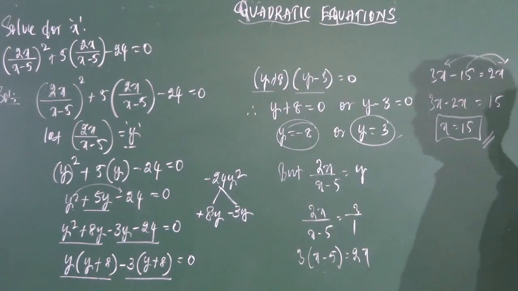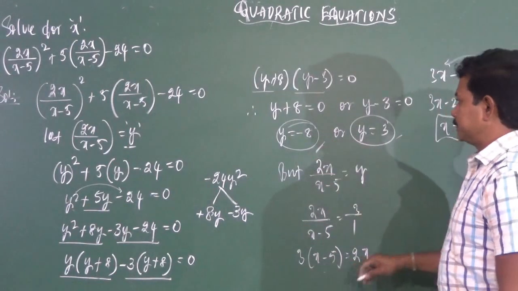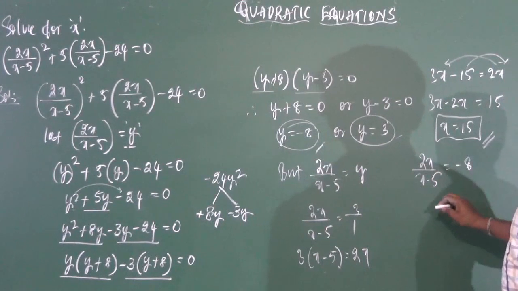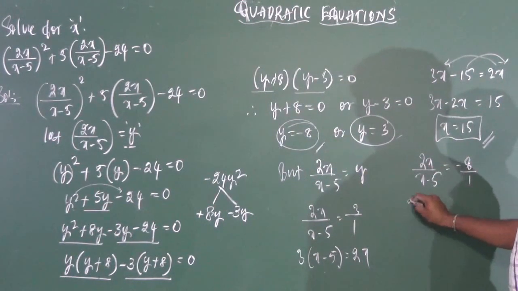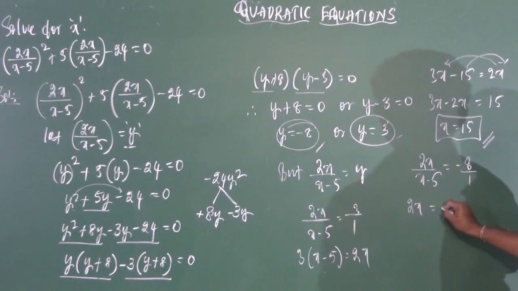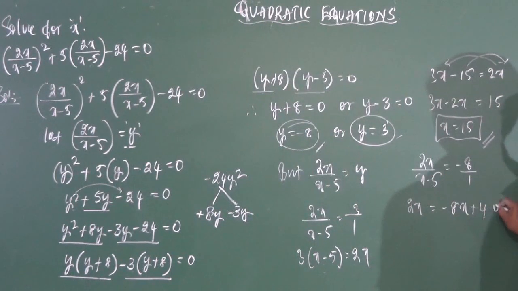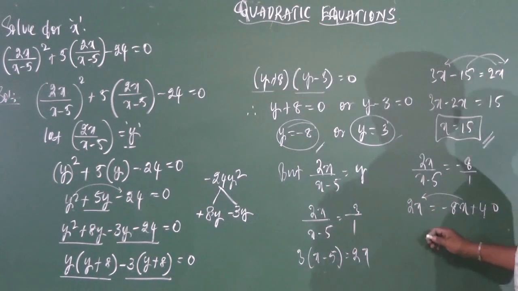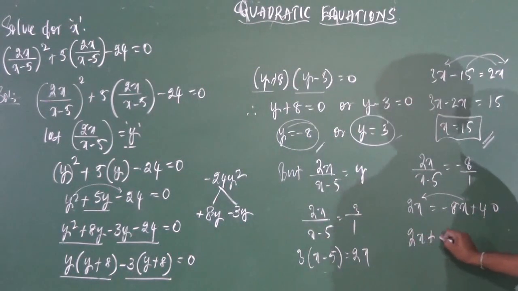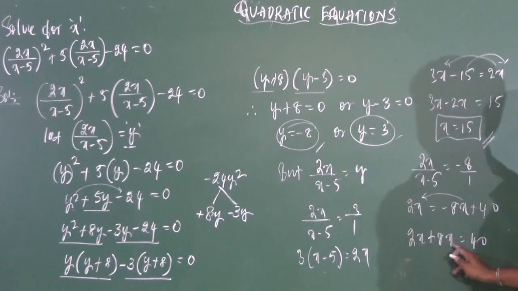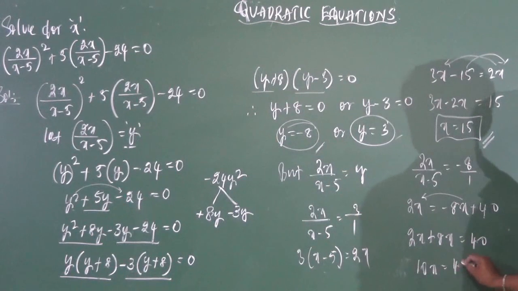If you want the other root, we can find it easily by substituting minus 8. So 2x by x minus 5 is equal to minus 8 by 1. So 2x into 1 is 2x, minus 8 into x is minus 8x, minus 8 into minus 5 is plus 40. Very good. So minus 8x goes to the LHS: 2x plus 8x is equal to 40. 2x plus 8x is 10x is equal to 40. So x is equal to 40 by 10. 10 ones are 10, 10 fours are 40. So x is equal to 4.